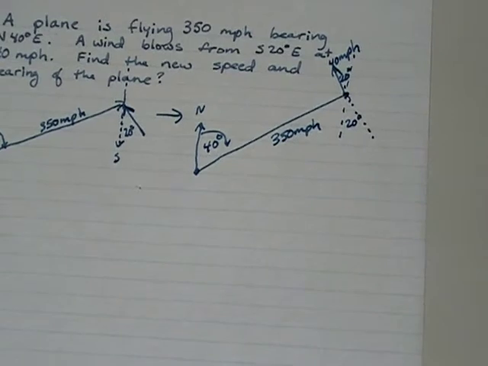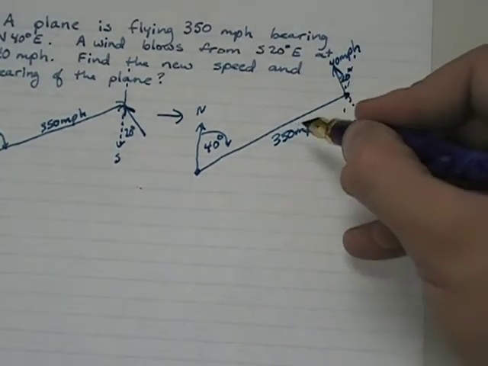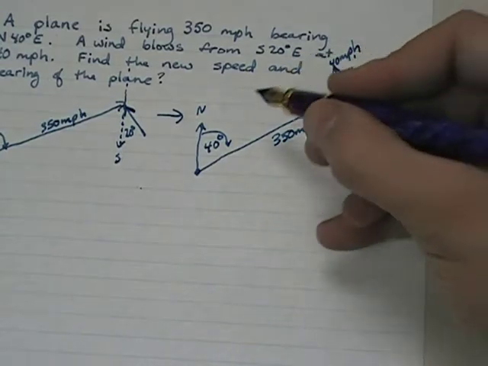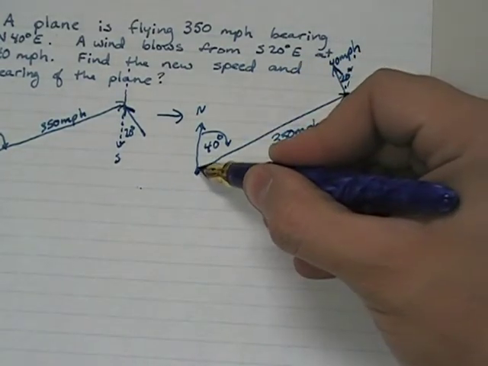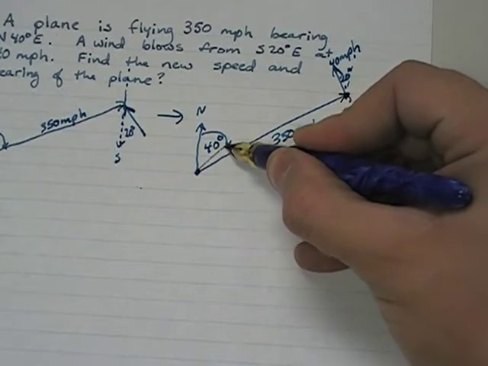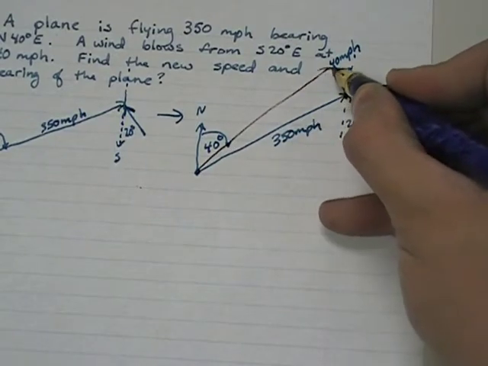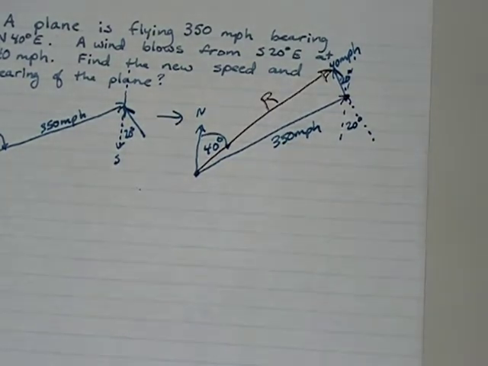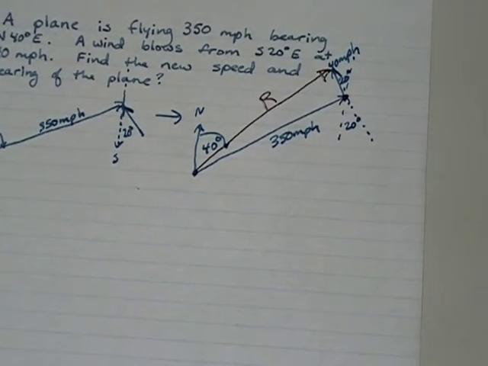So now I have my airplane and I have my wind. The resultant will be from the tail of the airplane to the head of the wind, R. That's my resultant. So now I have a triangle, and with this triangle I have to be able to find enough information to solve this problem.